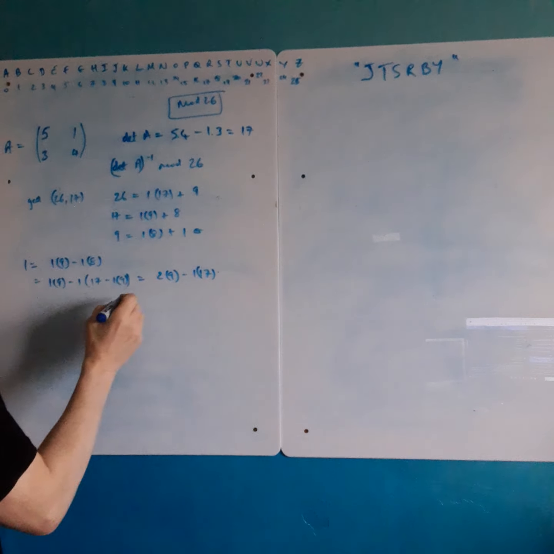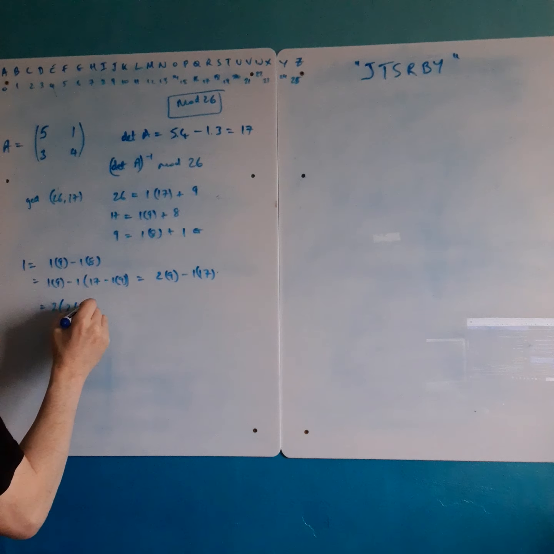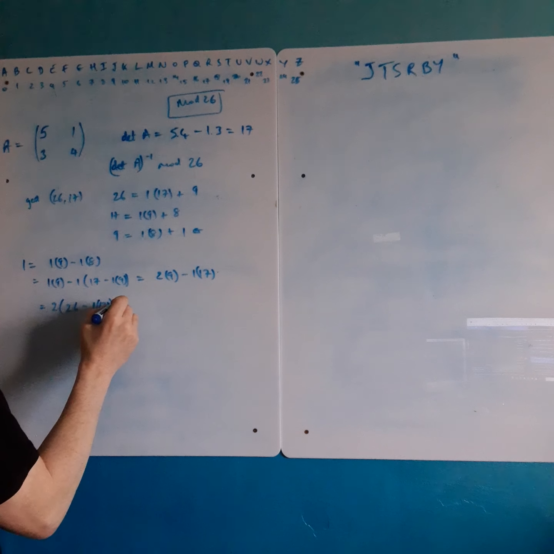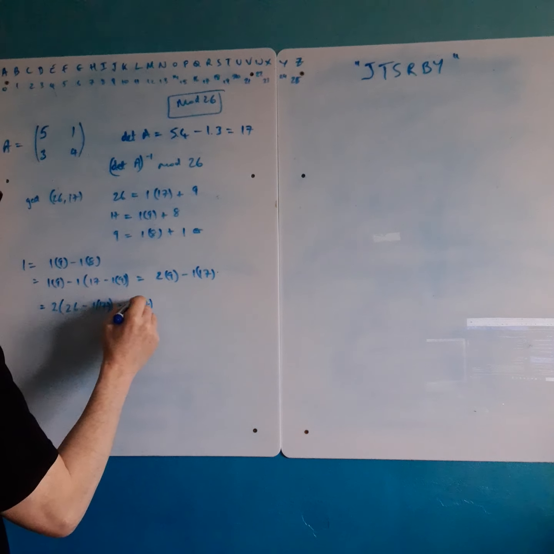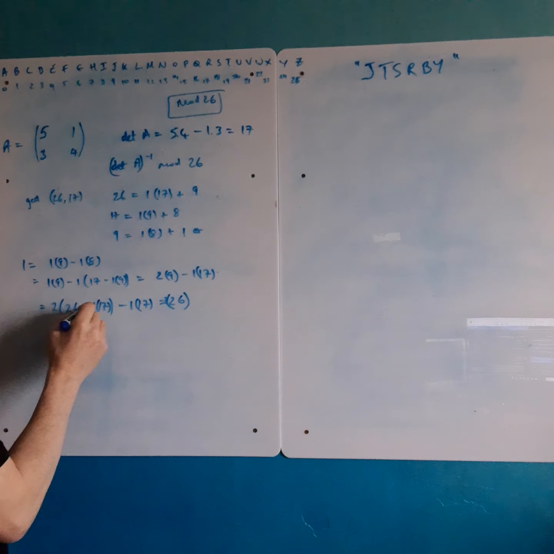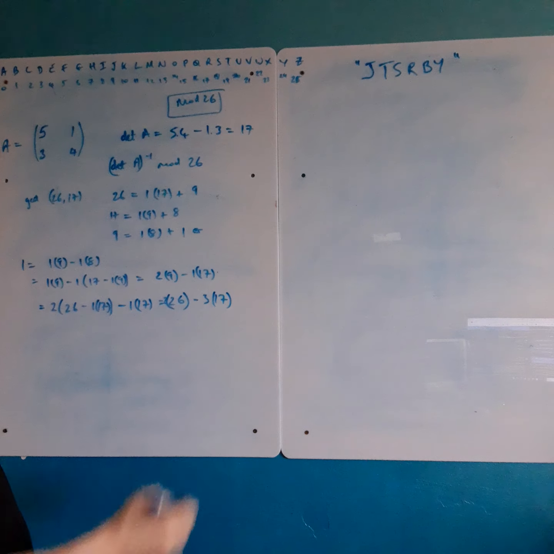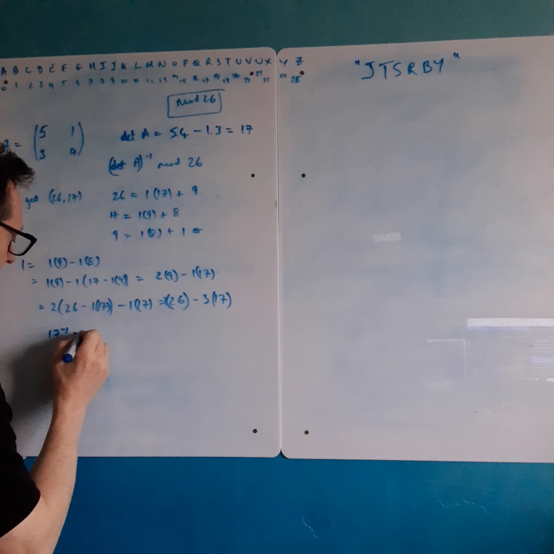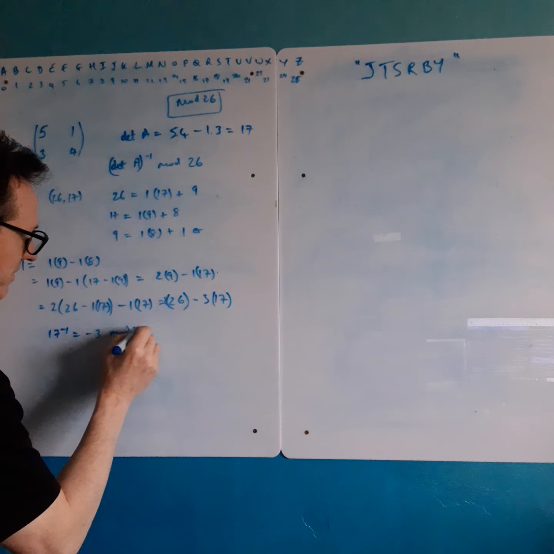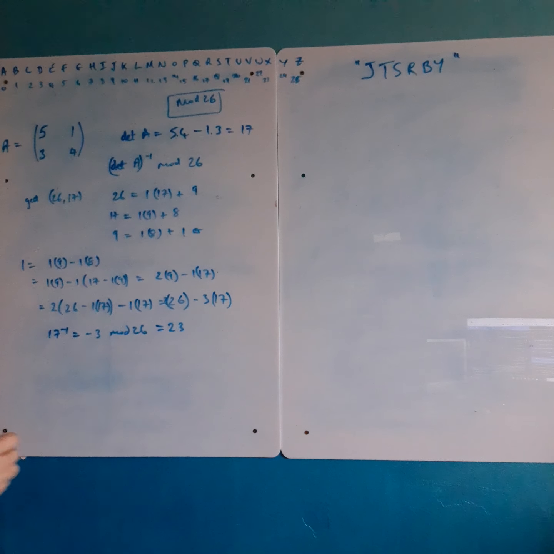And finally replace the 9. So it's going to be equal to 2 times (26 minus 17) minus the other 17. So that's going to be equal to 2 26s minus 3 17s. Okay, 52 minus 51 is still 1. So the inverse, 17 inverse, is minus 3. And we're working mod 26, so I'll add on 1 multiple of 26 to get a positive number, so the answer is 23.